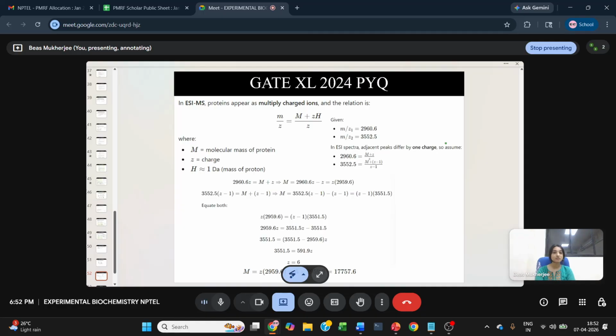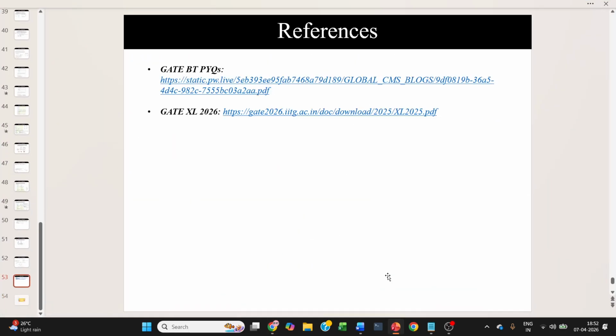In ESI spectra, adjacent peaks differ by 1 charge. So assume 2.9 is equal to (M plus Z) by Z, and 3.5 is (M plus Z minus 1) divided by (Z minus 1). So then you know that if you solve this, when you equate both of these equations, you get M is equal to 17.5 kDa. Okay, so that becomes the mass. So M becomes 17.4 kDa.